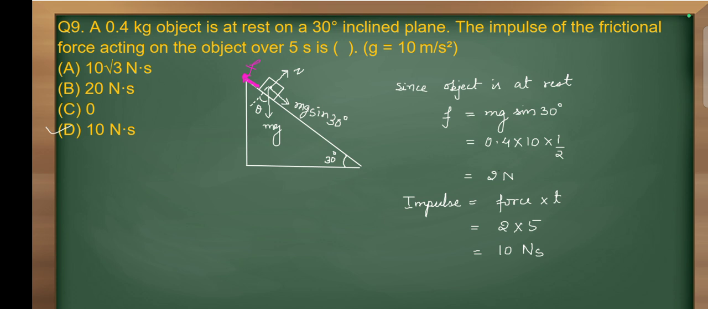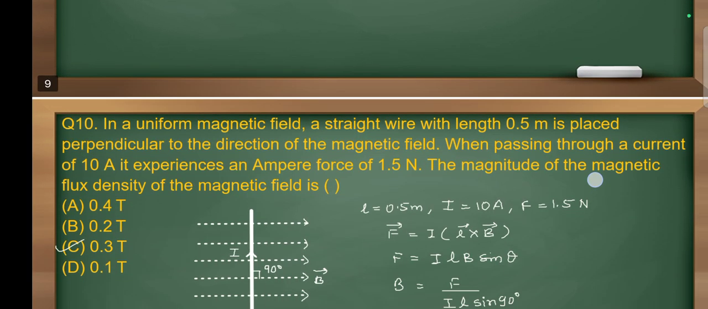Then when we solve this, the friction will become 2 Newton. We know that impulse is equal to force into time. We will put the value of force, that is 2 Newton, and time, that is 5 second. So impulse will be equal to 10 Newton second. Option D is correct.